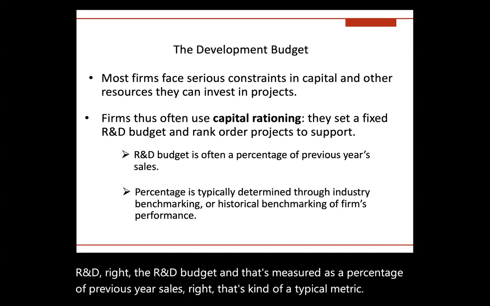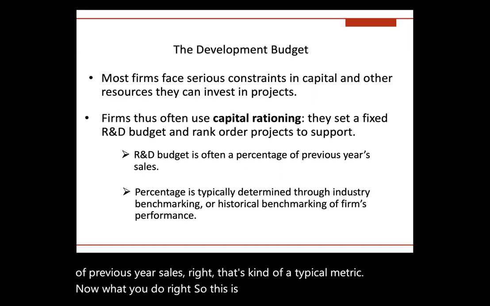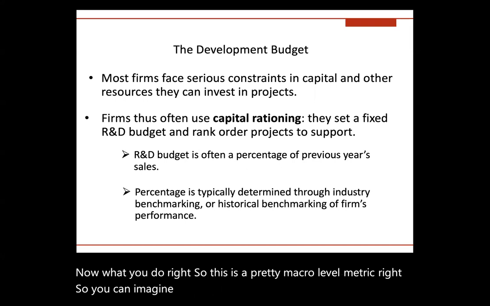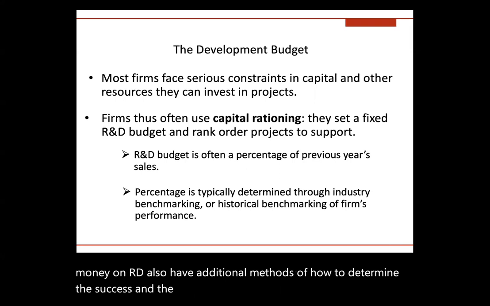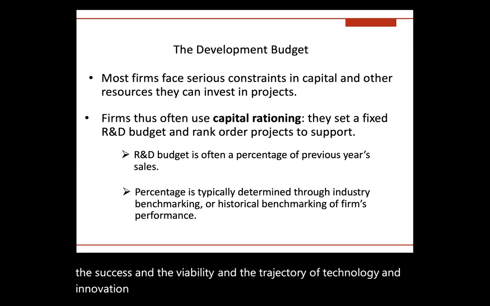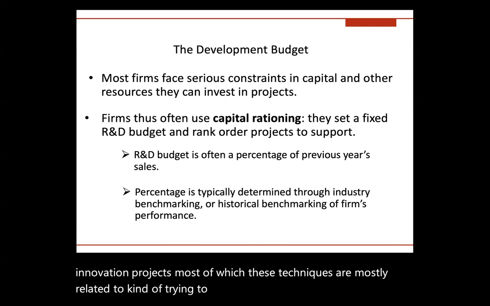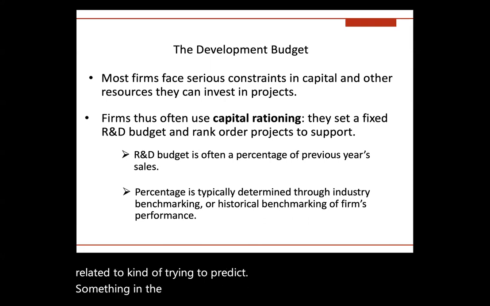Now, this is a pretty macro level metric, right? So you can imagine that firms that spend a lot more money on R&D also have additional methods of how to determine the success and the viability and the trajectory of technology and innovation projects. Most of these techniques are mostly related to trying to predict something in the future based on some historical experience.